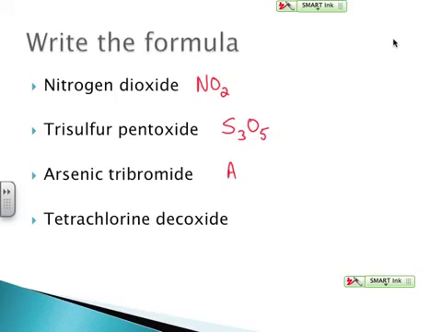Arsenic tribromide, so arsenic would be As, bromine Br, and there's 3 of them. And then the last one, tetrachlorine, so that would be 4 chlorines. Decoxide, that would be O10, so Cl4O10.